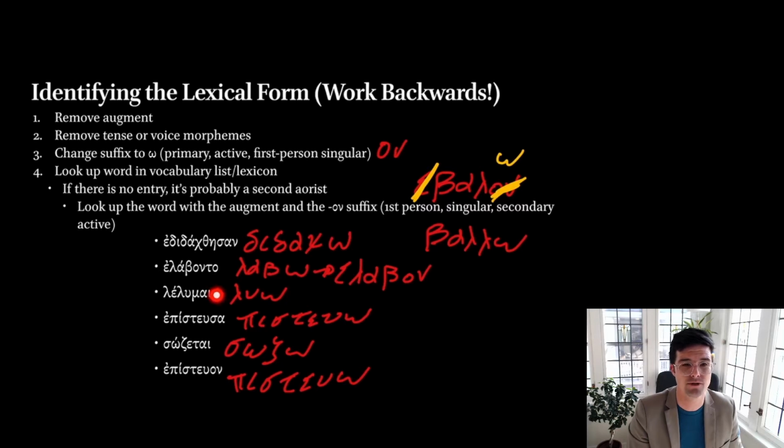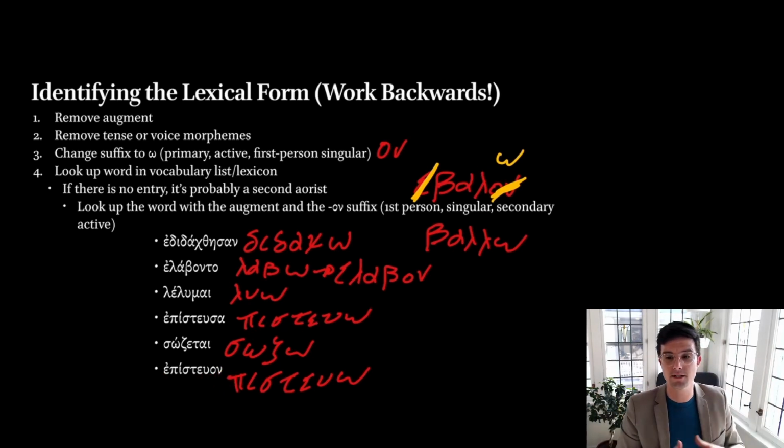Luo is what you should have when you take off the reduplication and change the mu to an o. Our very well trod verb we've seen many times. And then pistuo is what you should come up with when you take off the epsilon and replace the sigma tense formative here with an omega. And then sozo is going to be what you get when you take off the tai suffix here, the tai suffix with the epsilon connecting vowel. And this you'll find in the dictionary means I save. This is the lexical form. And then once again with pistuo, when we take off the epsilon and the omicron nu ending here.